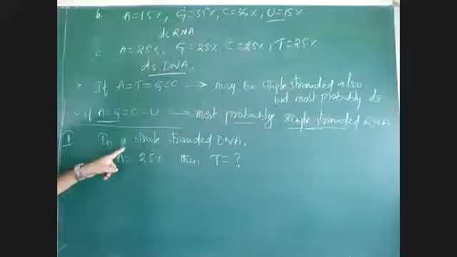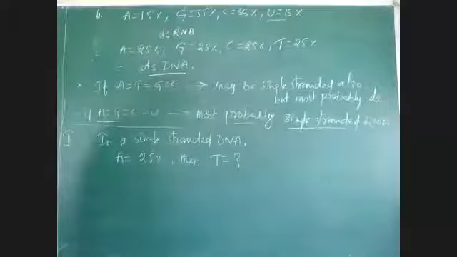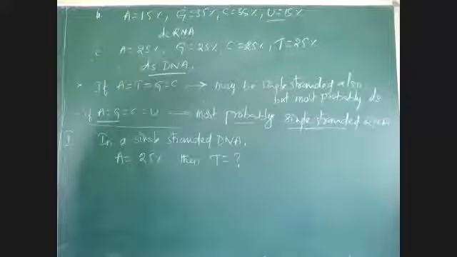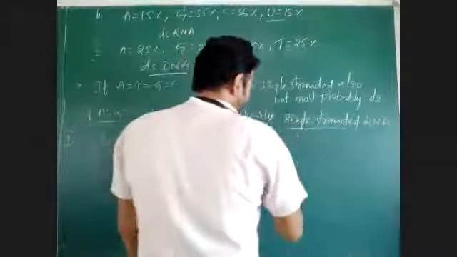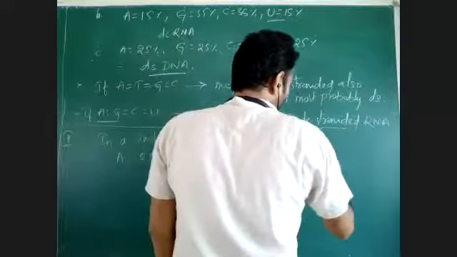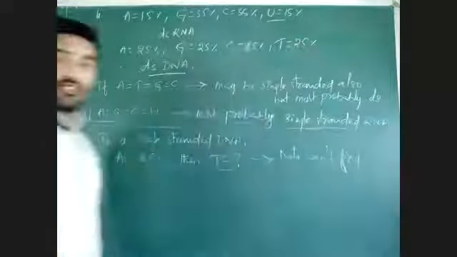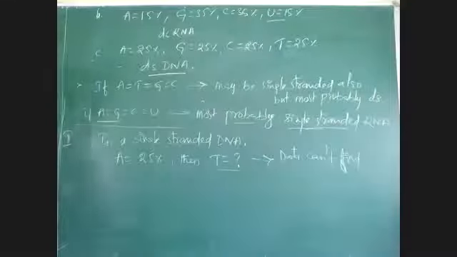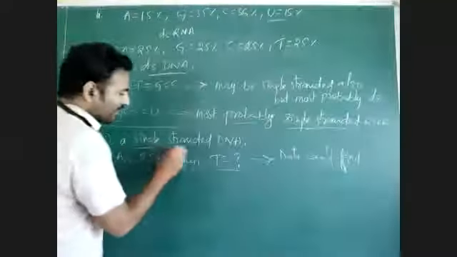If in a single-stranded DNA adenine is equal to 25%, then T is equal to 25. Hey, how are 75? You? What about guanine cytosine? This is T. Data we cannot find. We cannot find the data. All are saying 25 sir, 75% sir, 15% sir. How sir? How is it 25%? I told you it is single-stranded DNA.